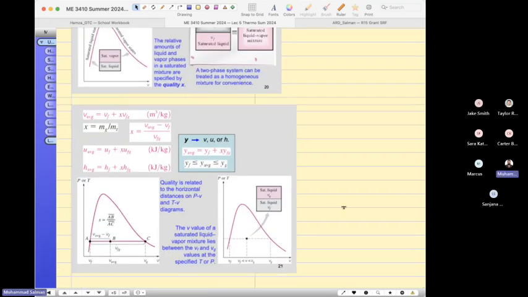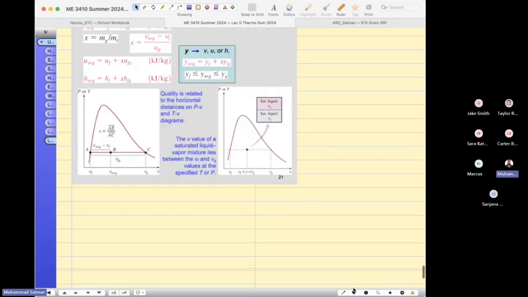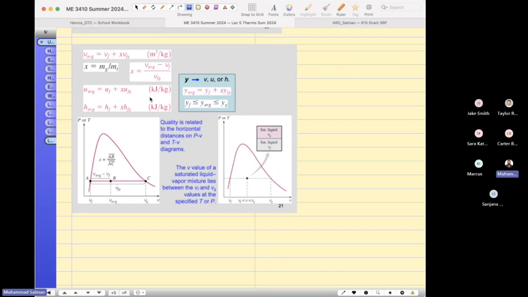Now, if you want to find out the liquid vapor mixture properties, there is a formula. The formula is here that you need. So u equals uf plus x ufg, h equals hf plus x hfg, v average equals vf plus x vfg. These are the formulae which we will implement in our problems.